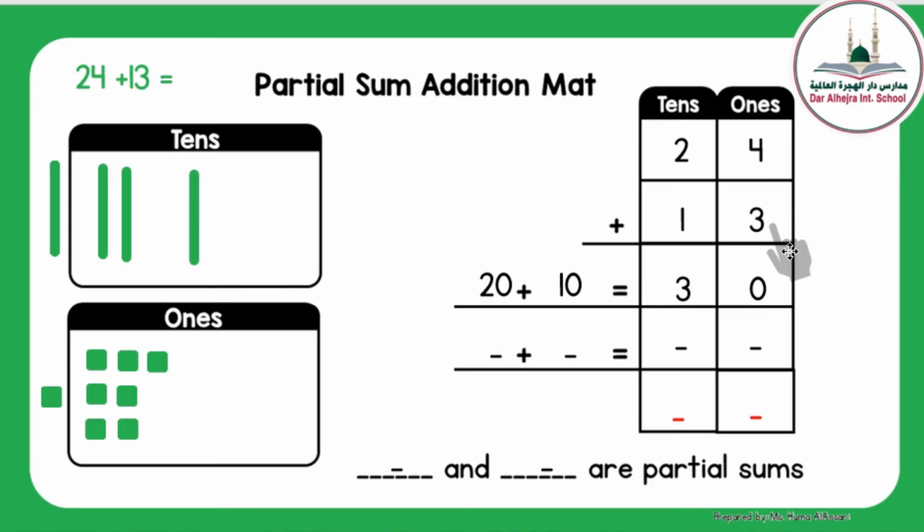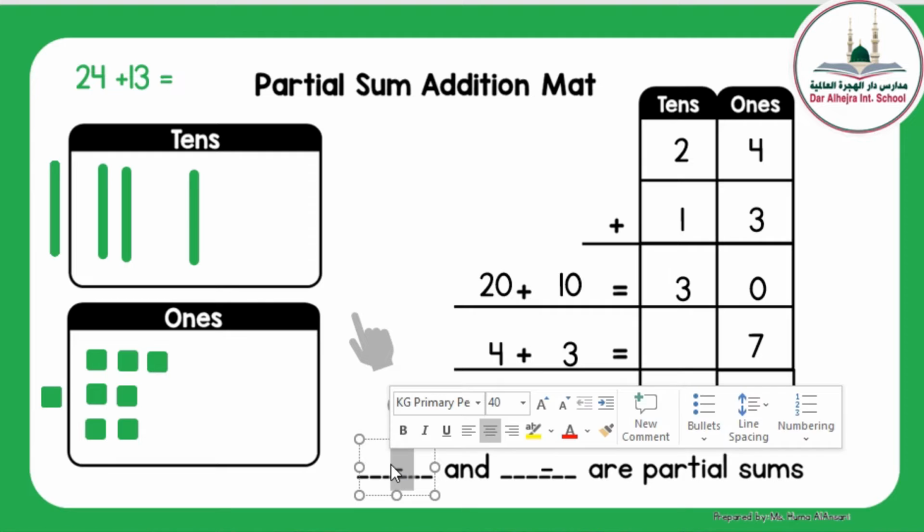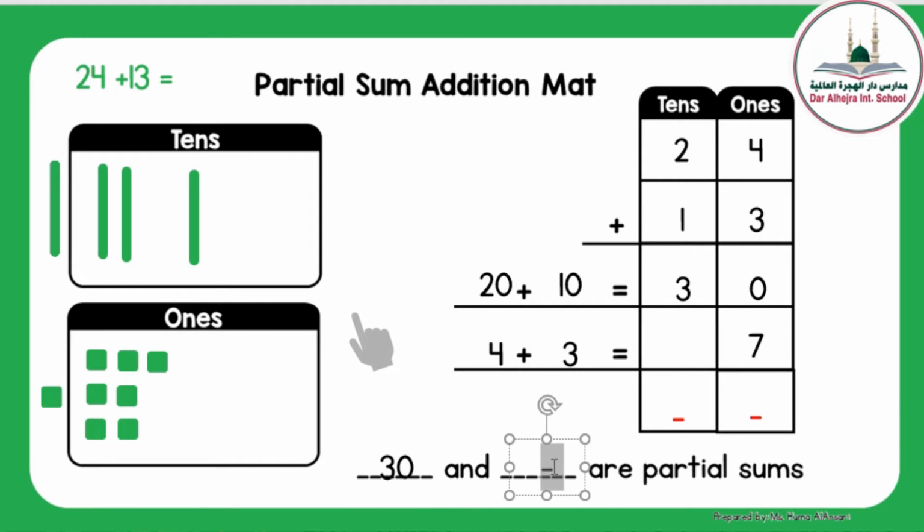Then I'll be adding the ones, so I'll be writing 4 and 3. This time I will not write them as 40 or 30 because I know they are in the ones place, so each number means just 1. So 4 and 3 will be added as 7. Here I don't have anything, so I'll be adding 0, or I can leave it empty, and I can write here 7. This is the first step of this method. I have got the partial sums 30 and 7.